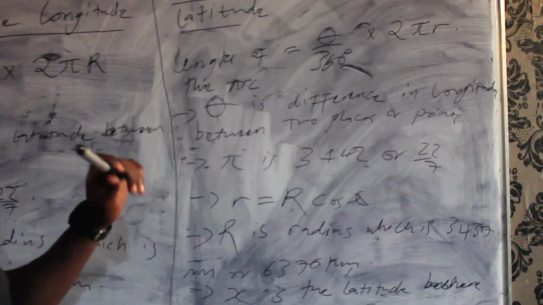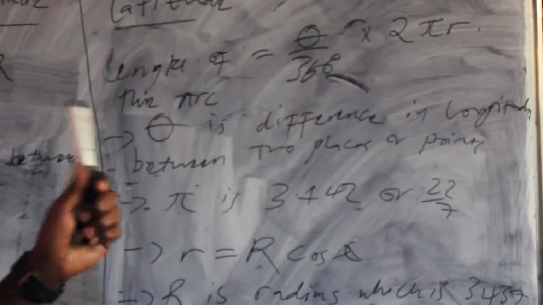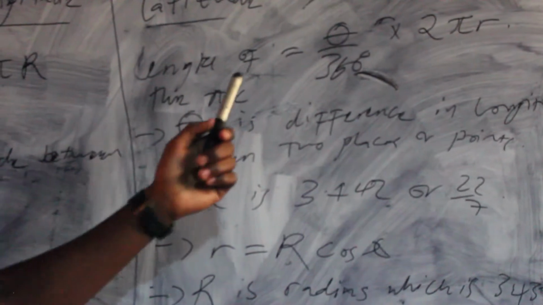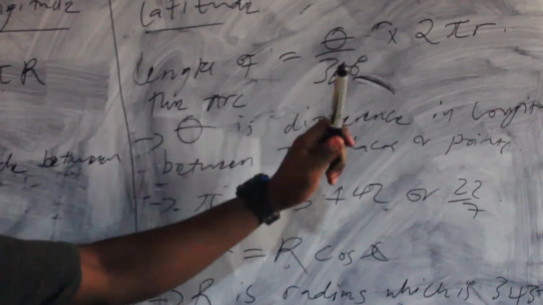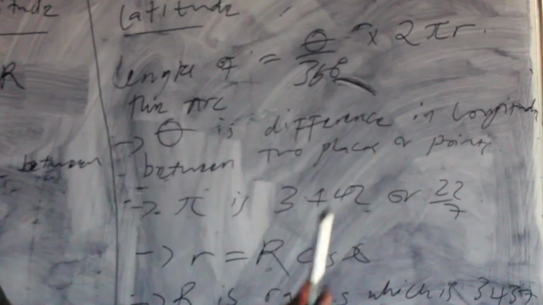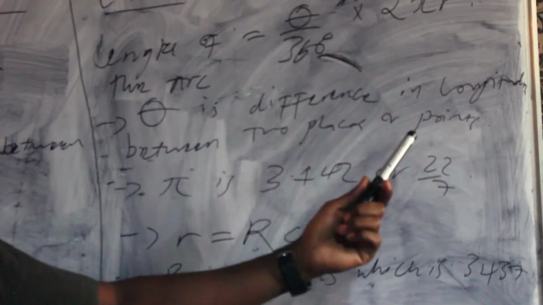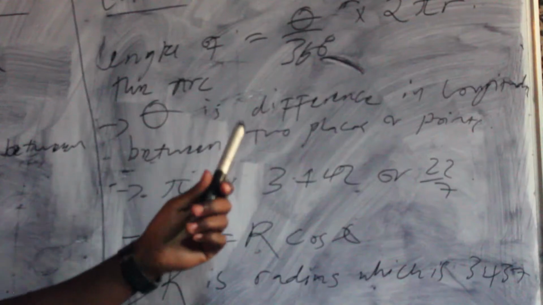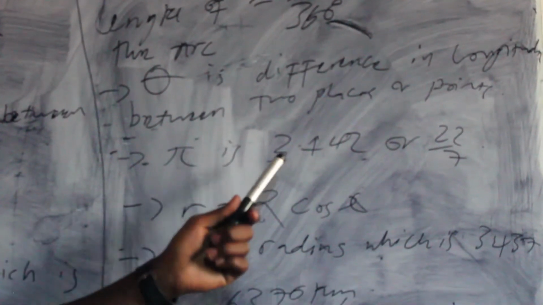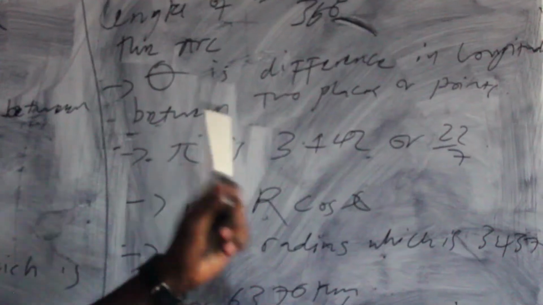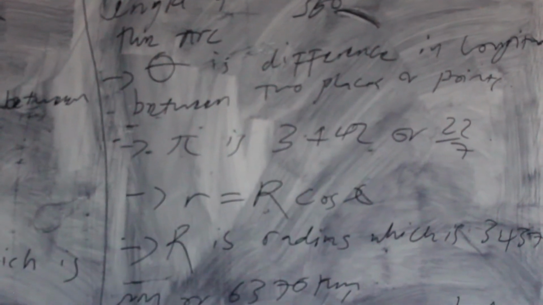I've said the formula that you use when calculating distance between two places that are sharing the same latitude. The length of the arc is equal to theta over 360 degrees multiplied by 2 pi r. Theta represents the difference in longitude between the two places. Pi is 3.142, which is given in paper 2, or 22/7, which is given in paper 1.